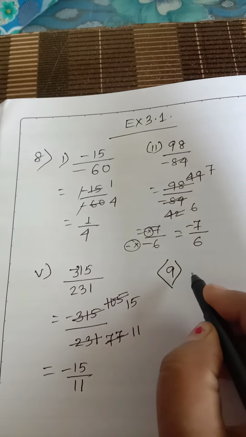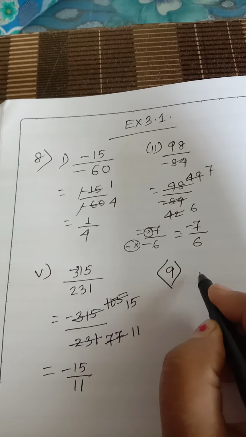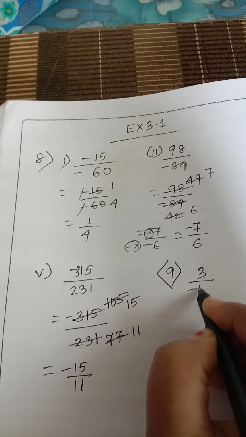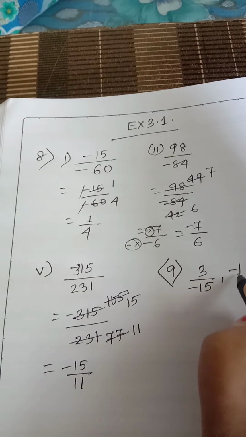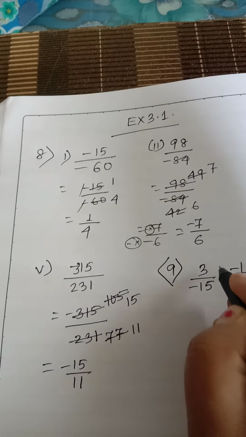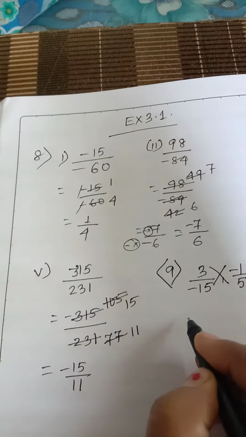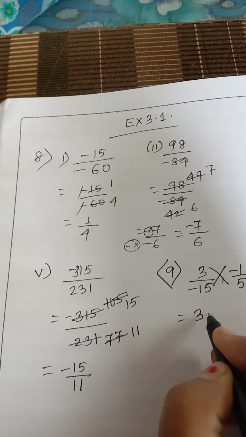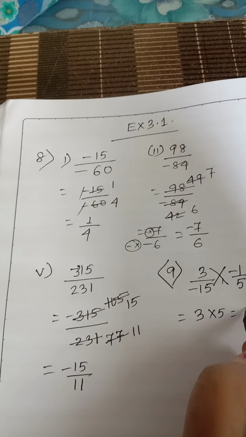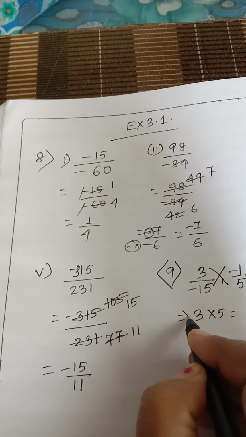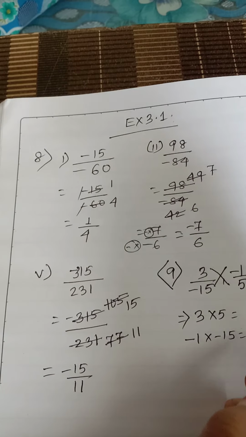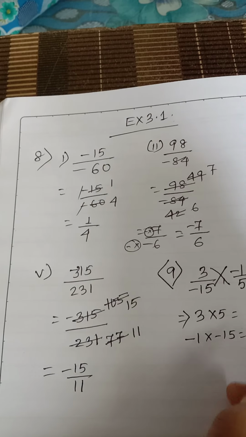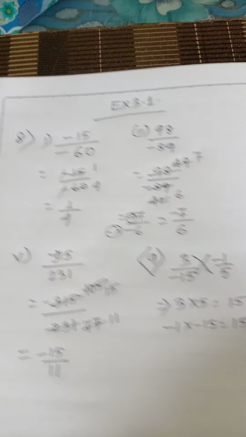Question number 9, you have to see whether these numbers are equivalent or not. So I will be showing you 2, 3, then afterward you need to do it, I am not going to do all sums here. It is 3 by minus 15 and minus 1 by 5. So we are going to do the cross multiplication. 3 into 5 is equal to 15. Minus 1 into minus 15 is equal to 15. So both are equal. The products are equal. Is it, my dear?